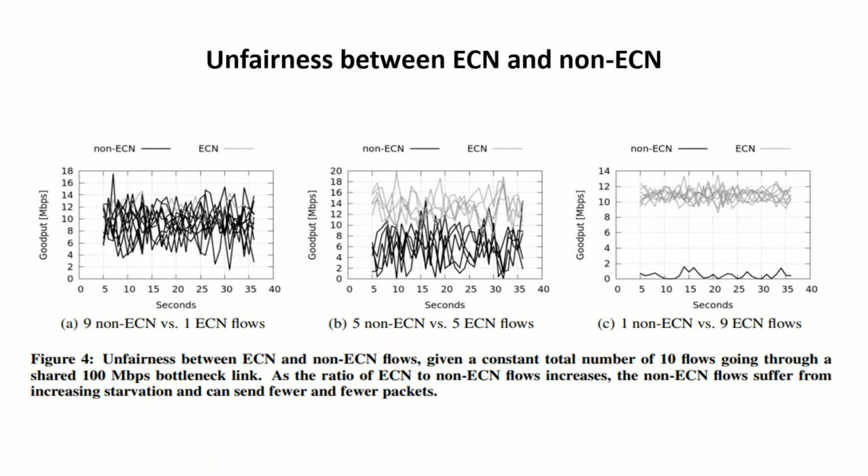The evaluation between explicit congestion notification and non-explicit congestion notification flows shows us that while the explicit congestion notification flows share the bottleneck equally among themselves, the non-explicit congestion notification flows become starved, as can be seen in Figure 4b and 4c. They cannot send as much throughput as explicit congestion notification becomes more widespread. The ratio of explicit congestion notification and non-explicit congestion notification flows increases, and it can send fewer and fewer packets.